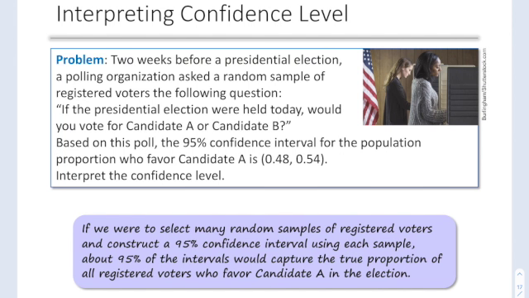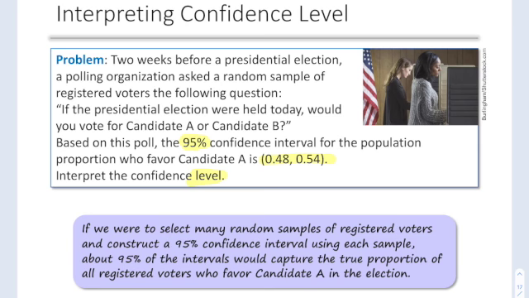So, 2 weeks before the presidential election, a polling organization asked a random sample of registered voters the following question. If the presidential election were held today, would you vote for candidate A or candidate B? Based on this poll, the 95% confidence interval of the population proportion who favored candidate A is 0.48 to 0.54. Interpret the confidence level. So make sure you know when it's the interval versus the level. So we're interpreting what 95% means.